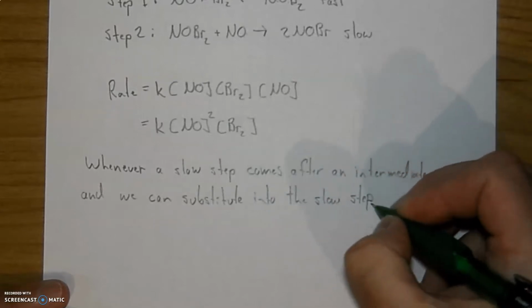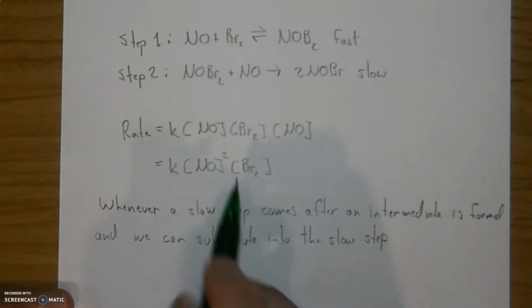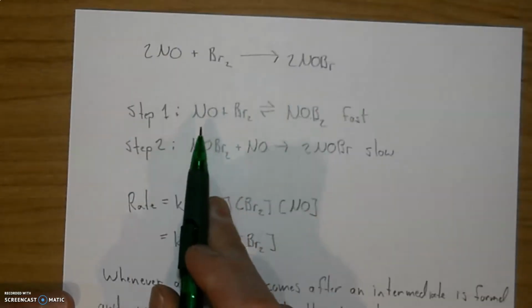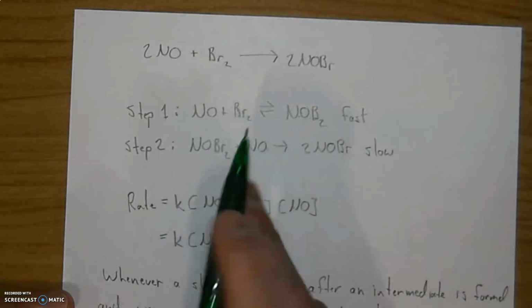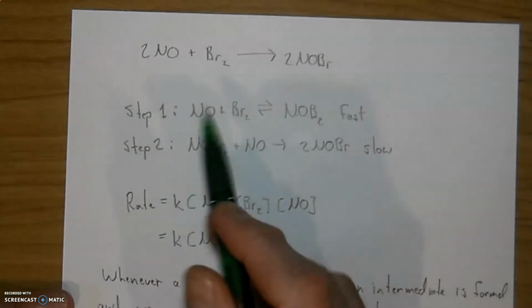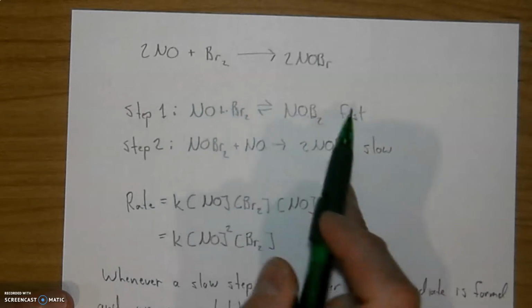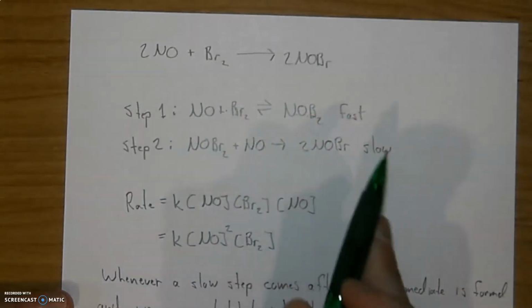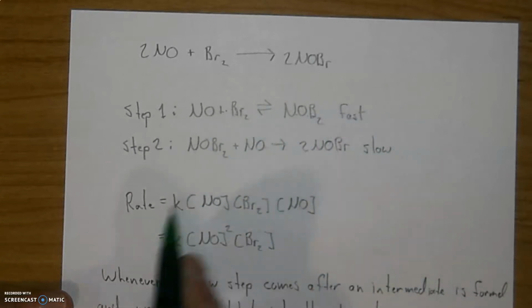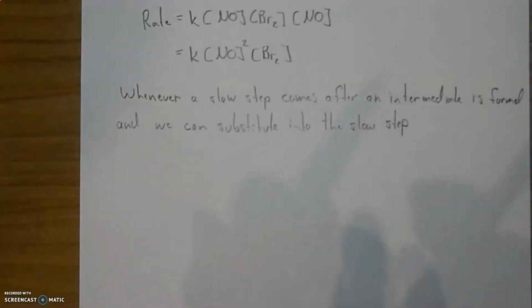Now, just to be clear, if the slow step was first, right here, if this was slow, fantastic. Boom, boom. That would be my rate law, would be based off these two guys right here. That works fine. If slow step is first, rate law based on those. But if slow step is second, you have to do what we did in this little example. All right.